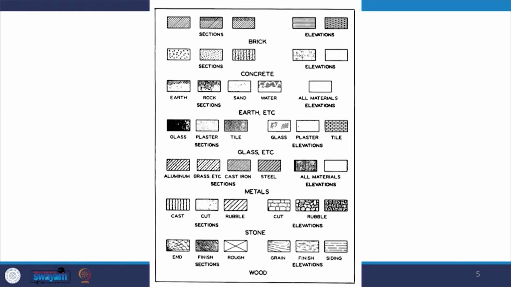The next we have concrete, the components of concrete. Suppose you have PCC, plain cement concrete. All of you would be knowing that there are three components that go in the concrete. We have coarse aggregate, we have fine aggregate, and we have cement. All those three parts are represented for PCC, plain cement concrete in section.